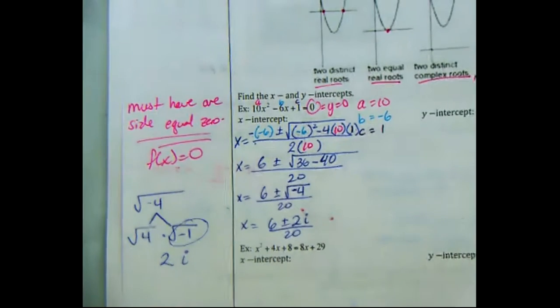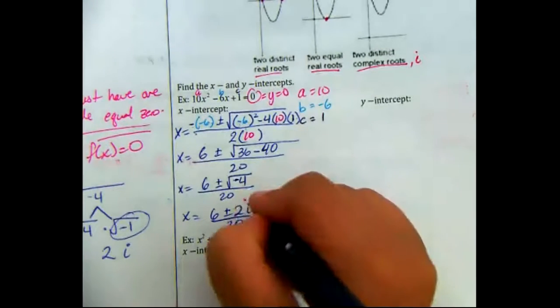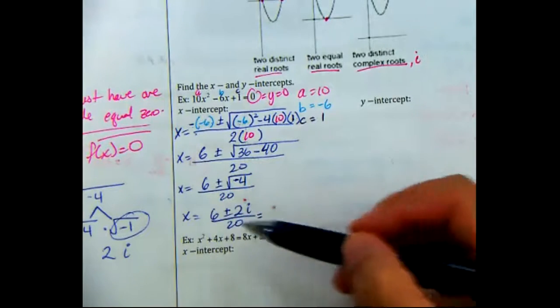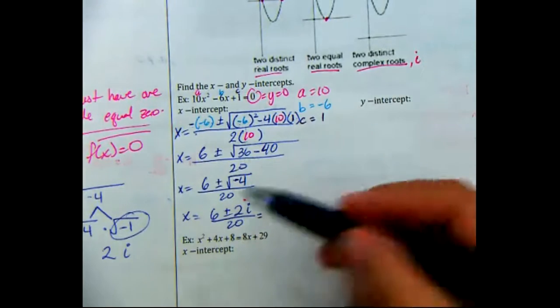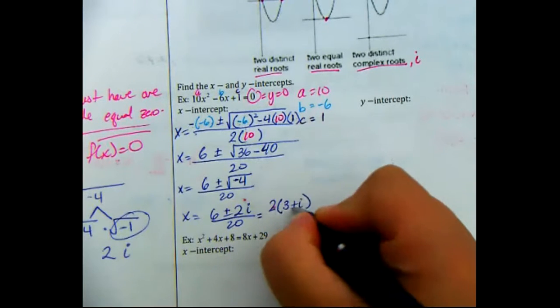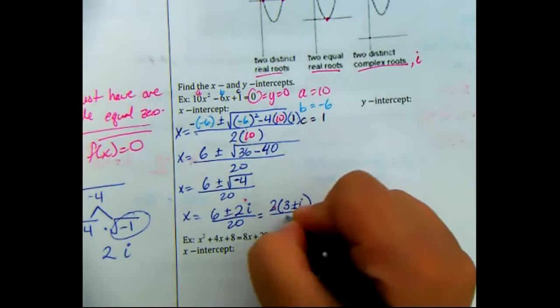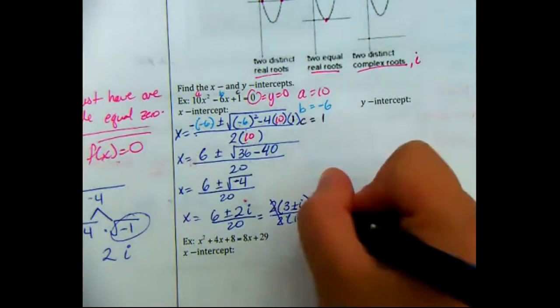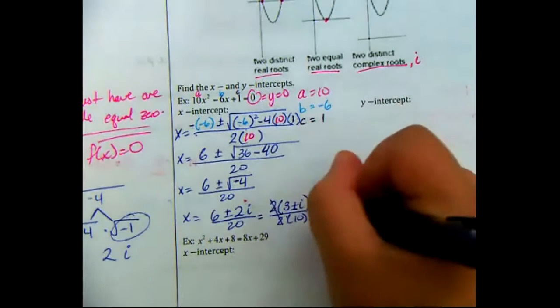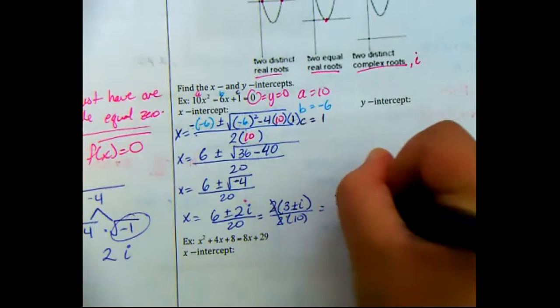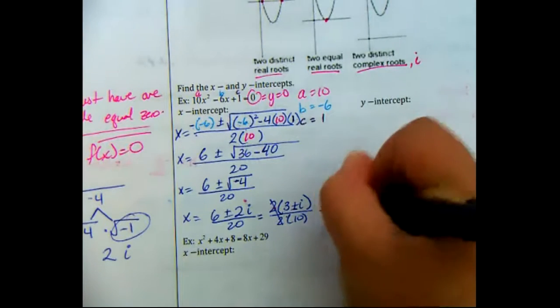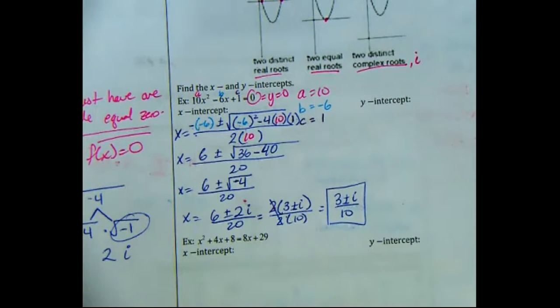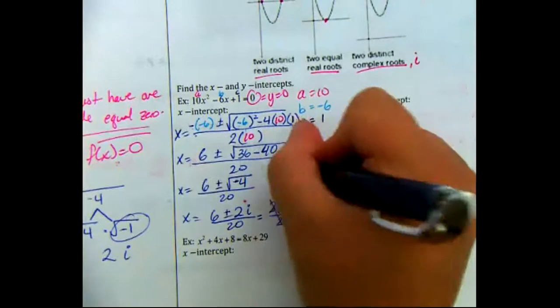And then I can simplify everything by 2, right? I can pull out a 2 from here. This will be 3 plus or minus i over 2 times 10 here. These will cancel. So my roots are 3 plus or minus i over 10. And that's pretty much all I can leave it as. I can't really take it any further than that. So this is two complex roots.